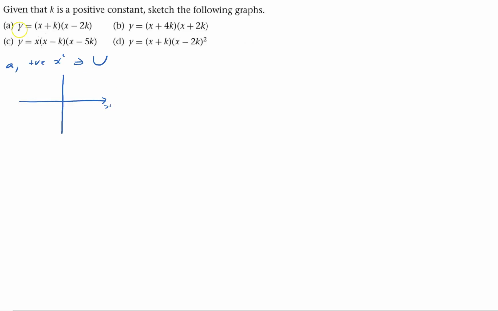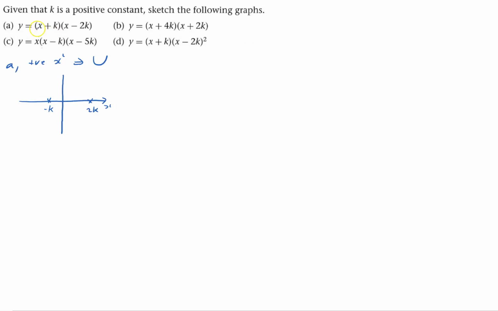So when y equals 0, this equals 0, and the only way it can be 0 is if either this is 0 or this is 0. So x could be negative k, which is there, or x could be 2k, so x is 2k, y is 0. So I'll do it to scale. And the other thing I need to do is find out where it goes through the y-axis, and that's when x equals 0.